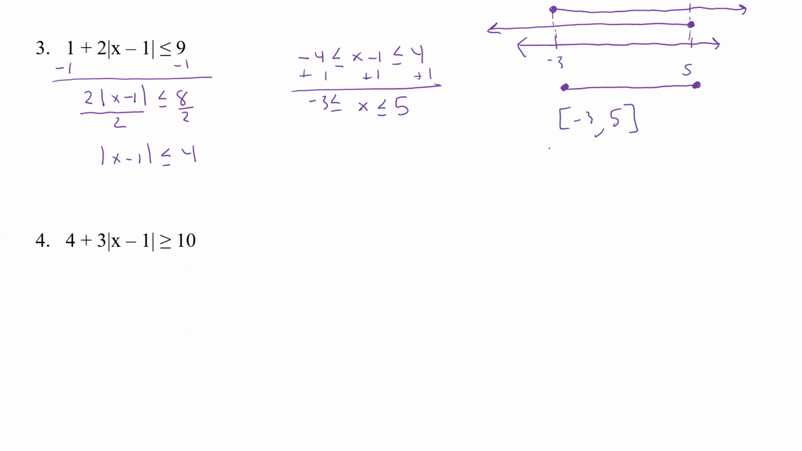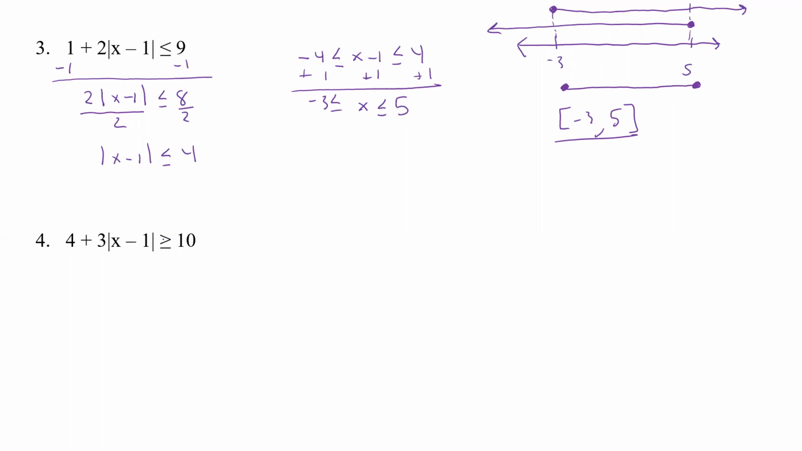And so that would give us our interval notation from -3 to 5. Okay. And again, what we had to do is isolate the absolute value by itself. And so we kind of had to use PEMDAS in reverse. So that means we had to get rid of the addition or subtraction first, and then after that, get rid of the multiplication or division next.